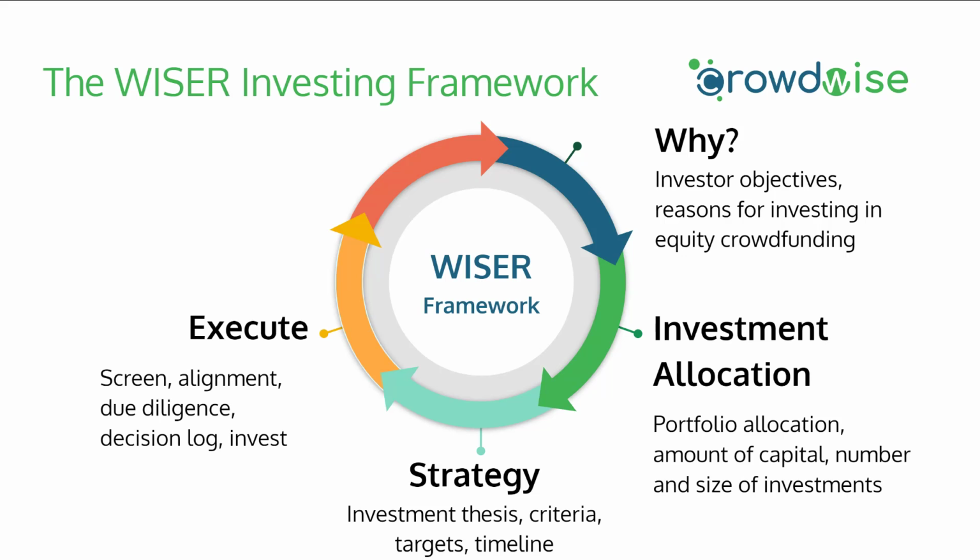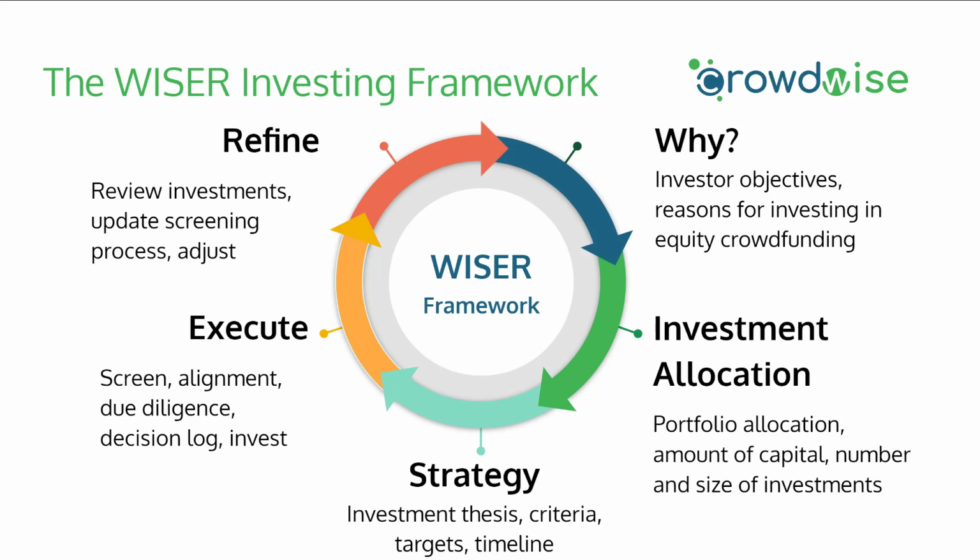The E is for execute. That's when you actually screen, look for deal alignment, perform due diligence, make entries in your investment decision log, and then actually decide whether to invest or not. And lastly, R is for refine. This is where you review investments, update and always continually improve the process you use for screening, and adjust as required moving forward.